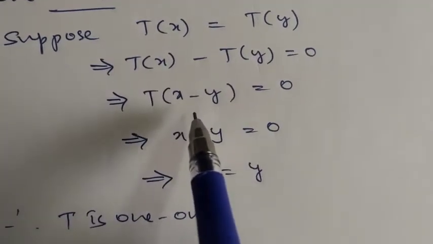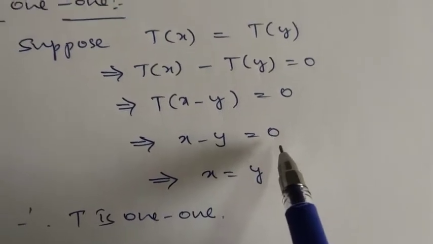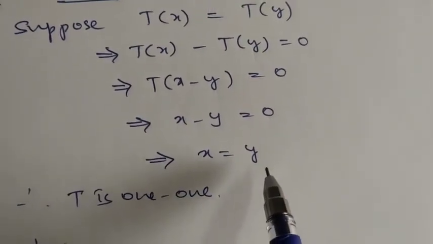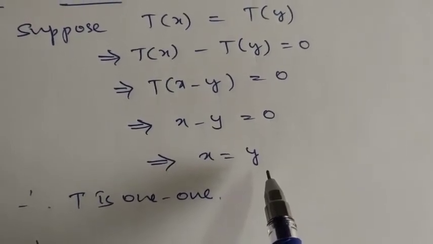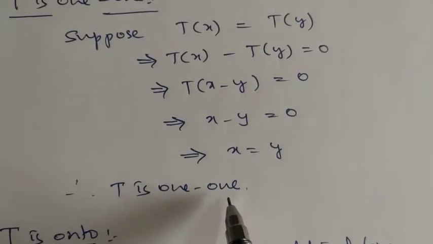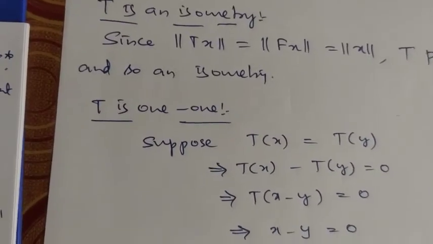Since T is a continuous linear transformation, this implies x minus y must be equal to 0. This implies x is equal to y. Therefore T is 1-1. So T of x equal to T of y implies x is equal to y. Therefore, T is 1-1.